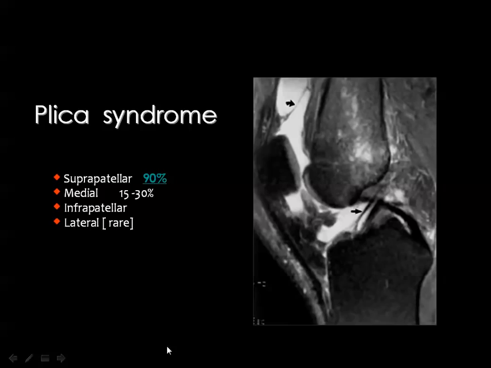Actually, I will discuss the issues of synovial pathology in full details when I am discussing the arthropathies affecting the joints all over the body.